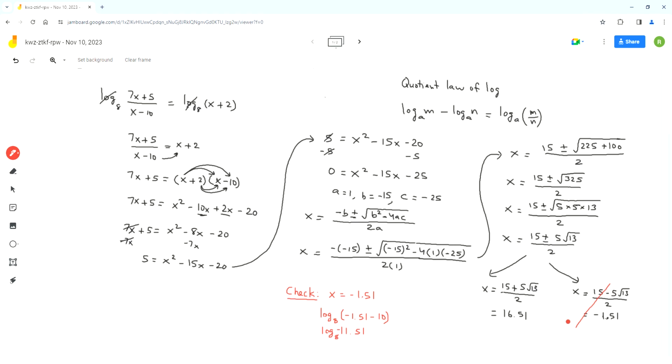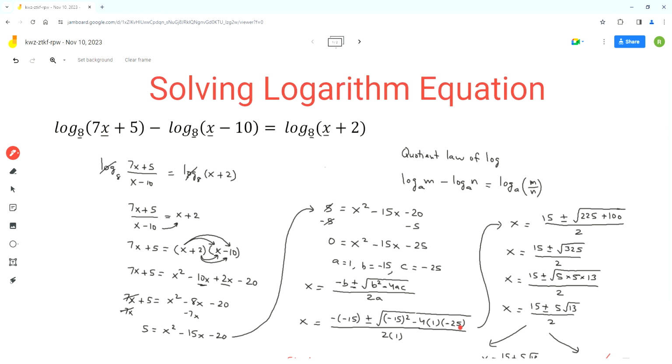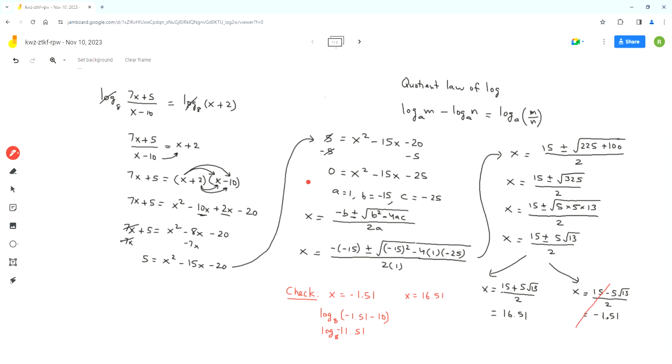Now we have to check the second solution. 16.51 will work for all three log terms because it won't make any of the log terms negative. So the only valid solution in this case, in exact form, is x equals 15 plus 5 square root of 13 over 2, and in rounded form it will be 16.51.